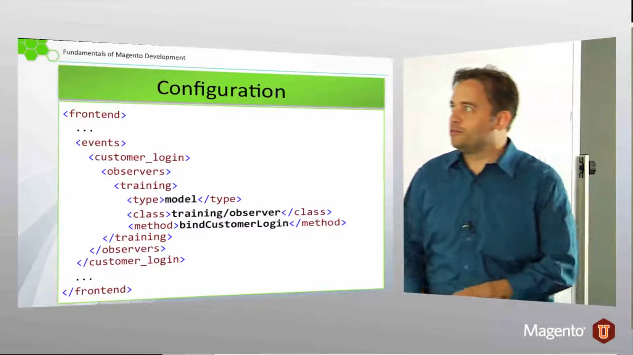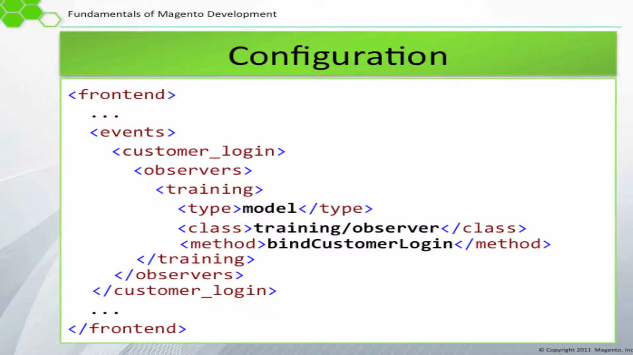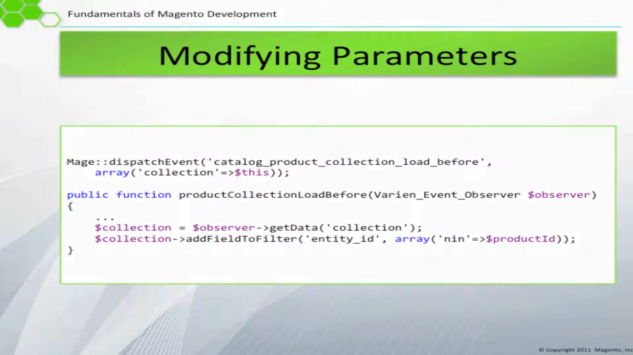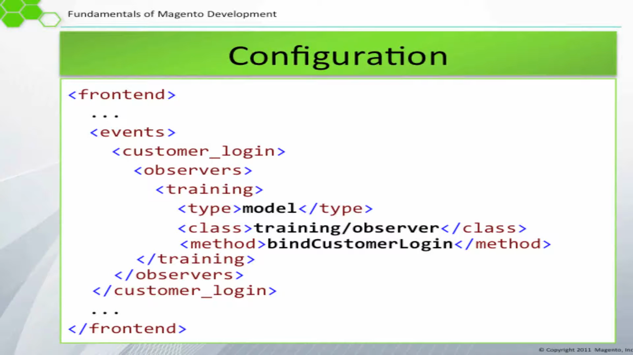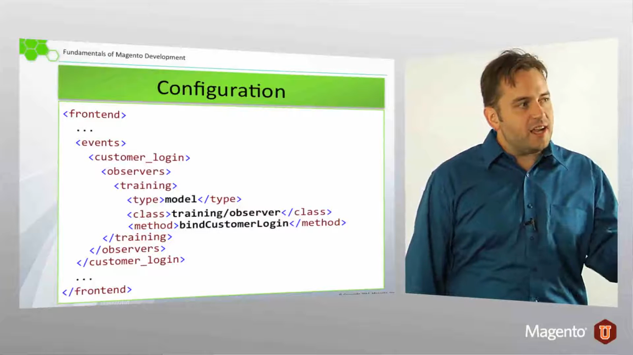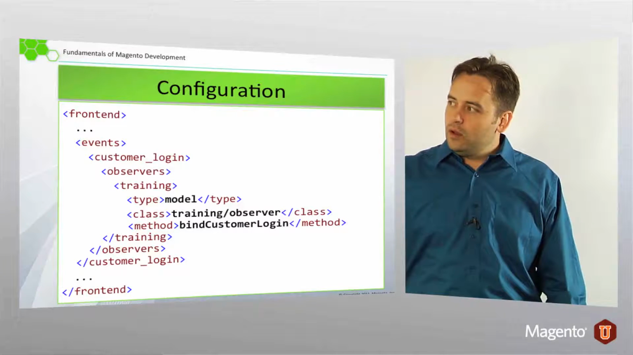Anytime you want to do anything with an observer, you'll specify in your observer an area, in this case frontend, and then inside, the events node. So this is the structure of observers. Frontend, events. So area and then events, and then the event that's being observed. So if I wanted to observe this event, catalog product collection load before, I would specify in my configuration file right here, catalog product collection load before. And then inside that node, we have an observers node.